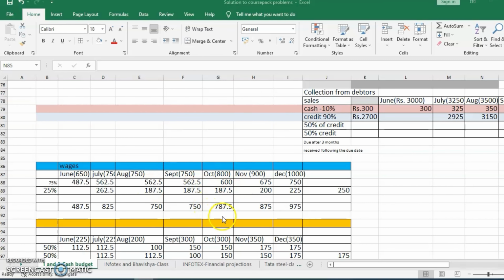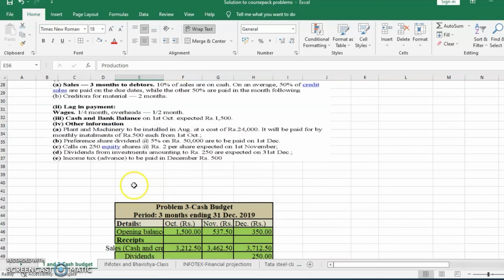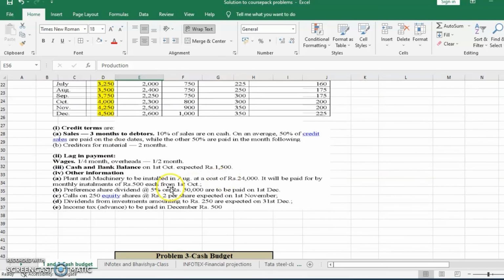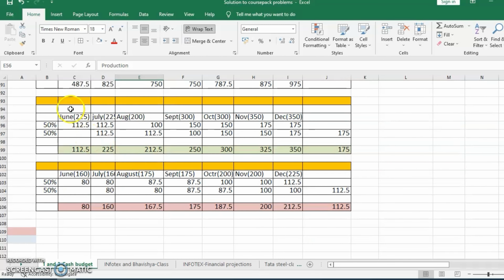So therefore, the wages incurred for the months of October, November and December are 787.5, 875 and 975, and that we have taken here, right? And in the same way we have production. What is said about the production? In case of the production, it says overhead is half a month. So overhead in general they have specified. We have only two overheads here, production and admin selling overhead, so that's applicable to that. Half month's production and administration overhead.